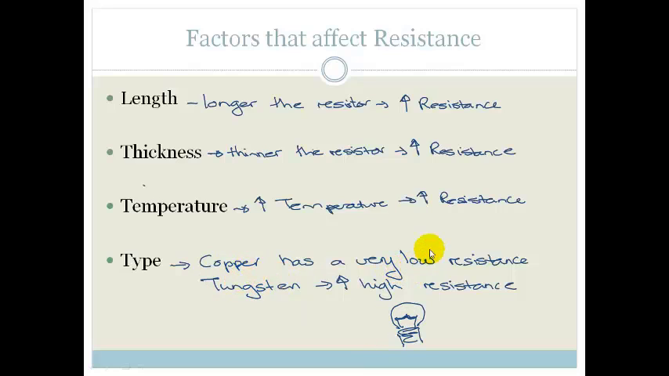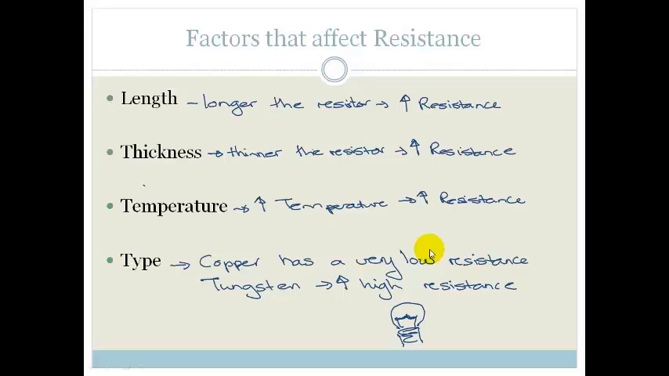So the factors that affect resistance, you need to know them, you need to understand them, you need to be able to explain them. It's length: the longer the resistor, the more opportunity electrons have to bounce into the other particles, so the greater the resistance. The thickness is actually the thinner: the thinner the resistor, the greater the resistance.